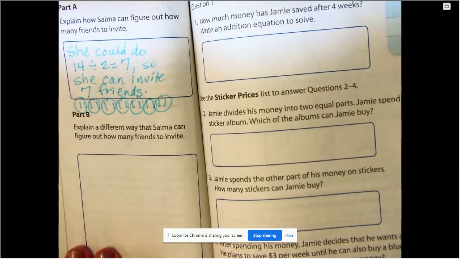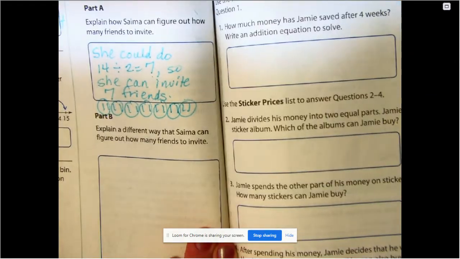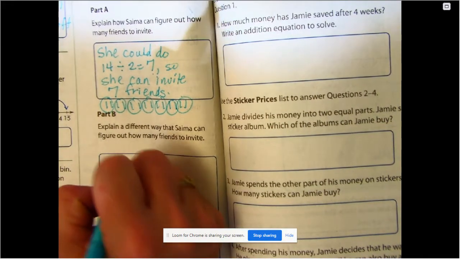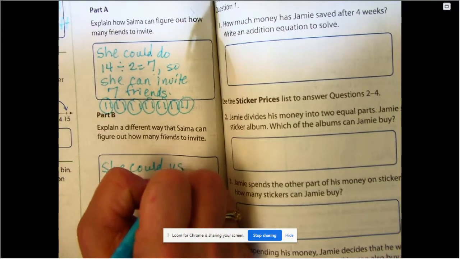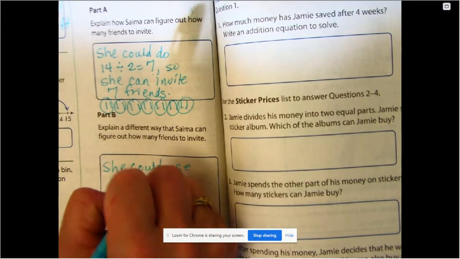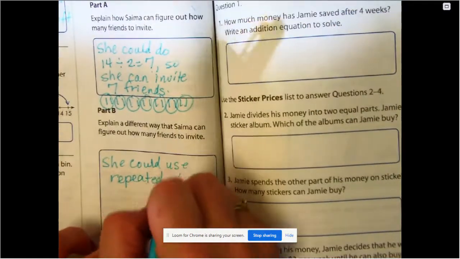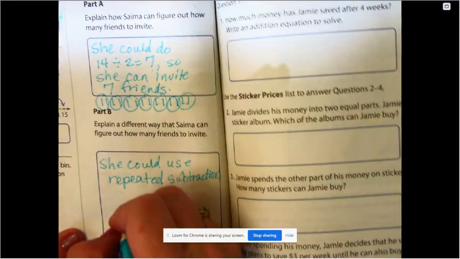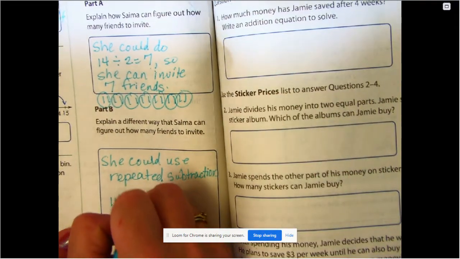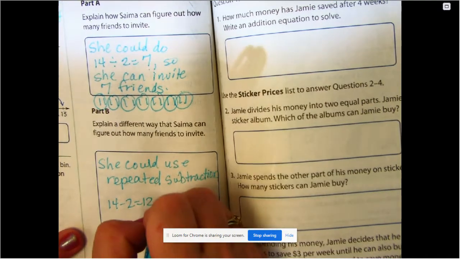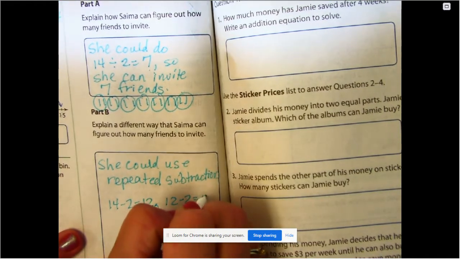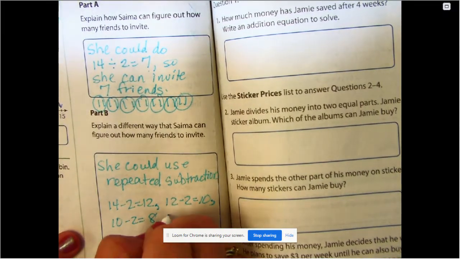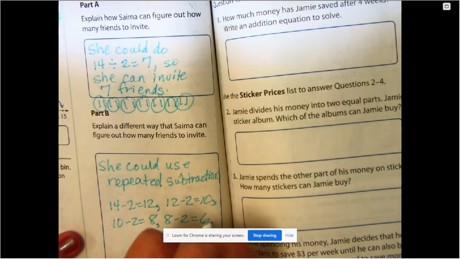All right, the last one. It says, explain a different way that Sema can figure out how many friends to invite. She could use repeated subtraction. So she starts out with 14 minus 2 equals 12. Then 12 minus 2 equals 10. Then 10 minus 2 equals 8. 8 minus 2 equals 6.